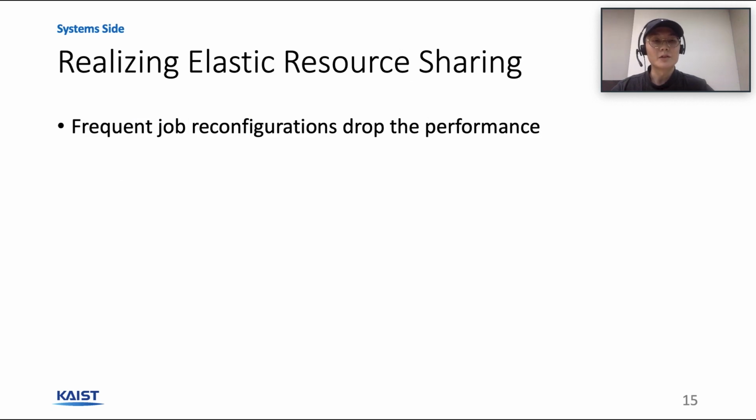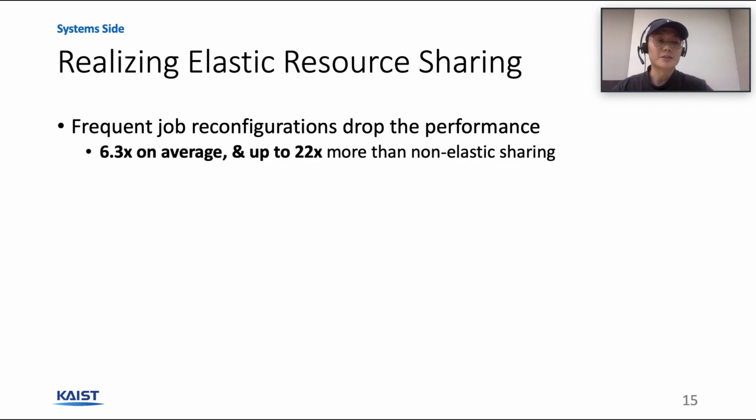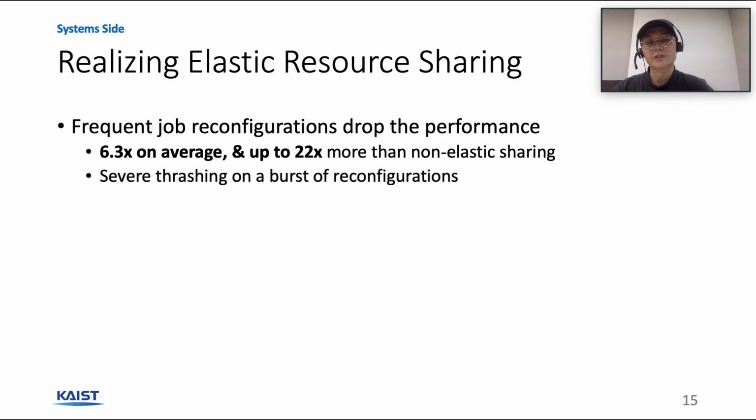Despite the algorithmic benefits, elastic resource sharing performs poorly over existing systems. This is because it frequently reconfigures jobs for the share readjustment. In our traces, the reconfiguration happens 6.3 times on average and even up to 22 times more than non-elastic sharing algorithms. This often drops cluster utilization significantly due to severe thrashing on a burst of reconfigurations.